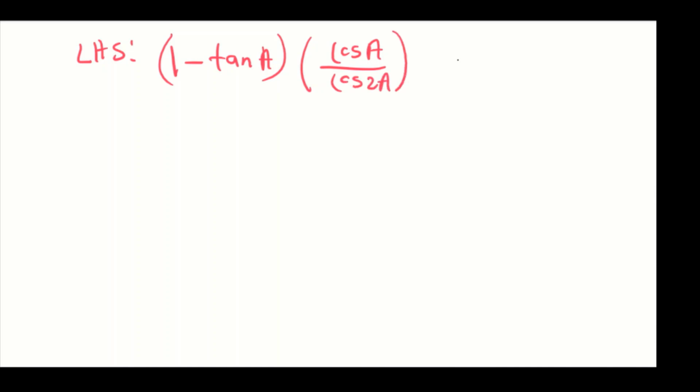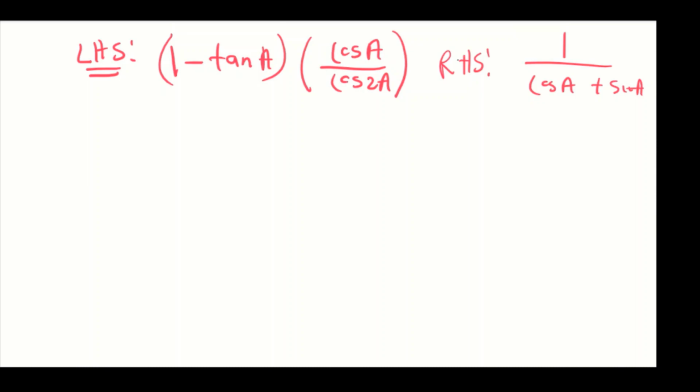The left hand side that we just chose is (1 minus tan of a) in brackets, multiplied by cos of a over cos of 2a, right? So this is the left hand side, yeah? And the right hand side that we are trying to prove to be equal to is 1 over cos of a plus sine of a, right? So you're just going to use this left hand side to solve the problem.